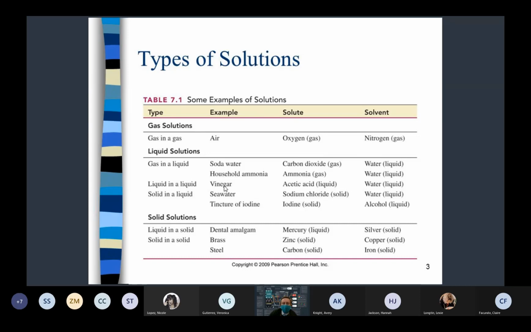Let's see. Liquid in liquid: vinegar is acetic acid dissolved in water. Seawater is sodium chloride, which is salt, dissolved in water. It's a solid in a liquid. Iodine tincture is solid iodine dissolved in alcohol. We can even have solid solutions. Dental amalgam involves mercury dissolved in silver. Steel involves solid carbon dissolved in iron. And all of these are solutions.